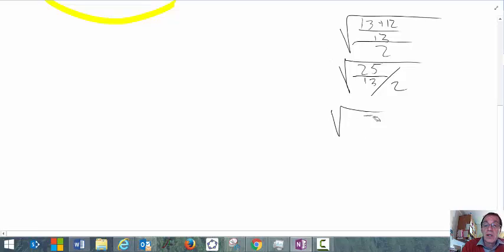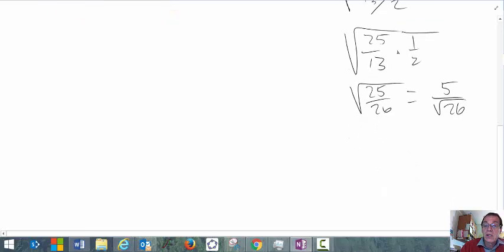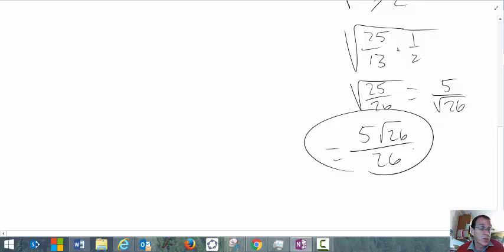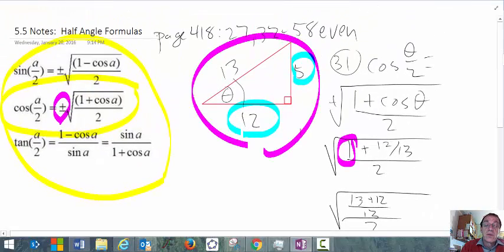No, I don't want to write it that way. Let's write it this way. The square root of 25 over 13 times 1 over 2. And so that ends up getting us the square root of 25 over 26, which the square root of 25 is 5 over root 26. So the last step is it's going to be 5 root 26 over 26, and that's our answer. And I verified at the back of the book that is in fact the answer. And we wanted the positive version of that because we were definitely in quadrant 1.